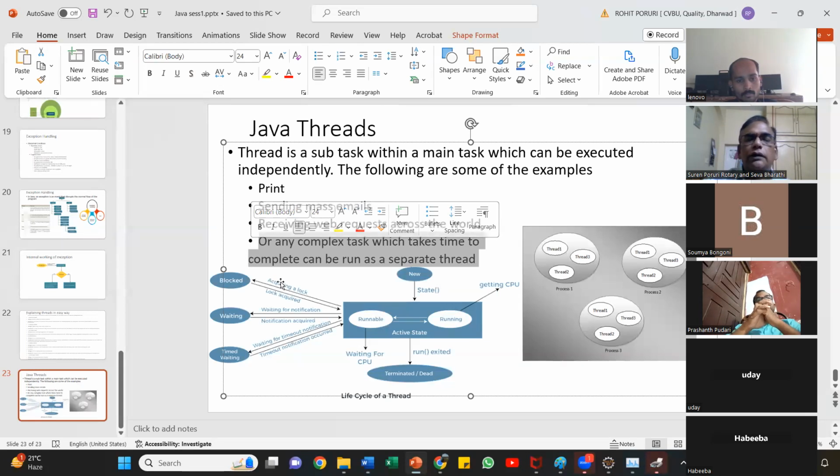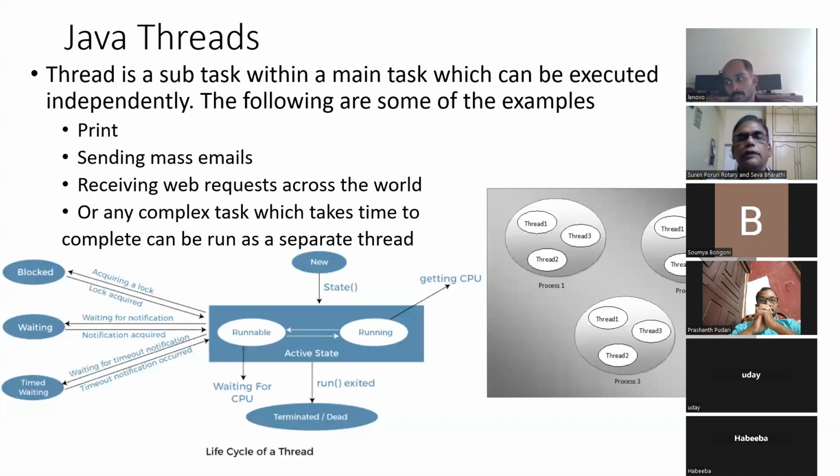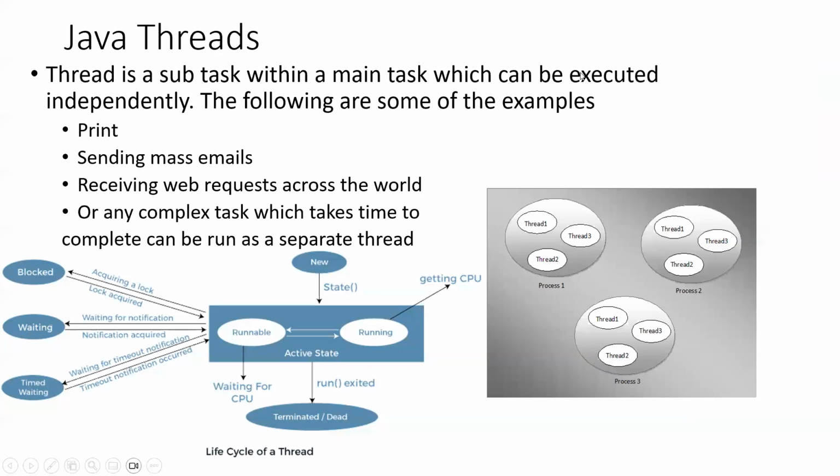So what are the states of a thread? If you look at it, these are all the various states of a thread. These are multiple processes, and each process contains multiple threads. This is logically the relationship between process and thread.